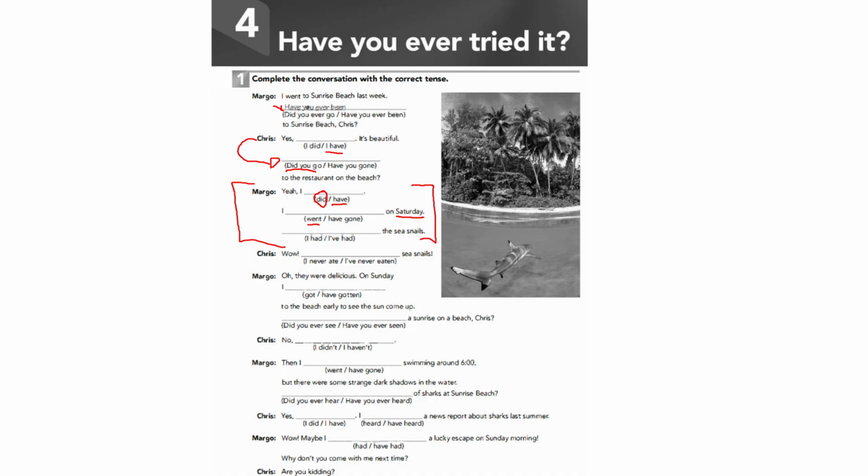We're talking about a specific moment in the past. We're talking about a day. So we need to use the simple past. I had, again, because we're talking about what we did on Saturday. So we need to see the context. So you are right, Teresa, in the second and third. The only one that you need to check is the first answer: yes, I did instead of yes, I have. Okay, Ismael, let's continue with Chris and Margot.